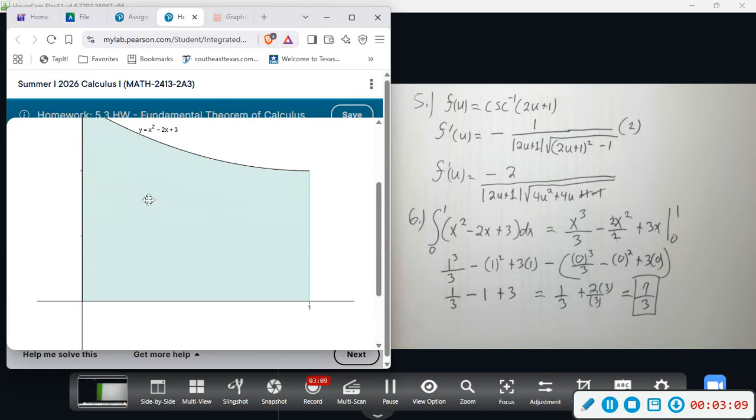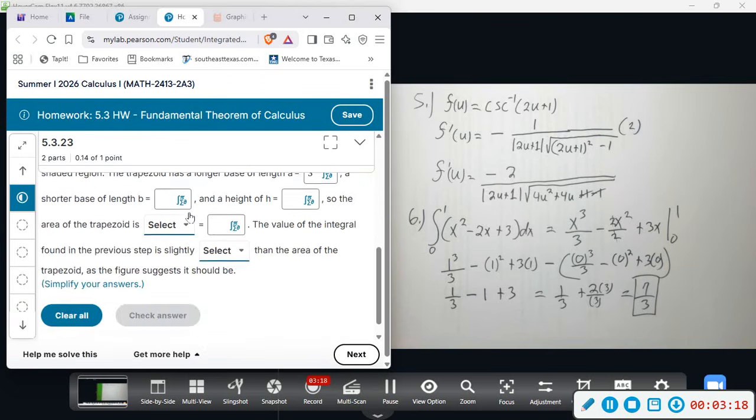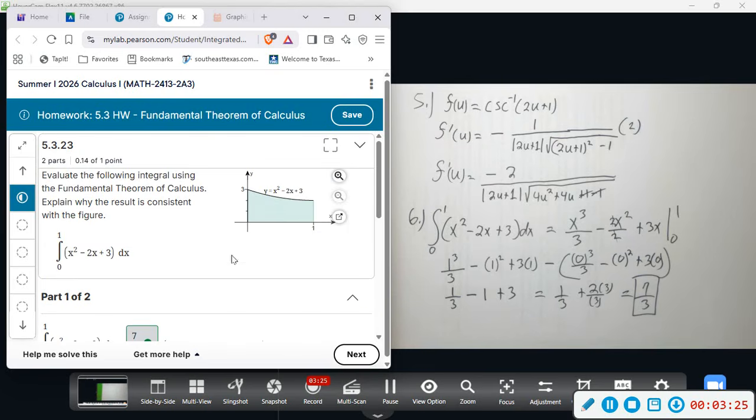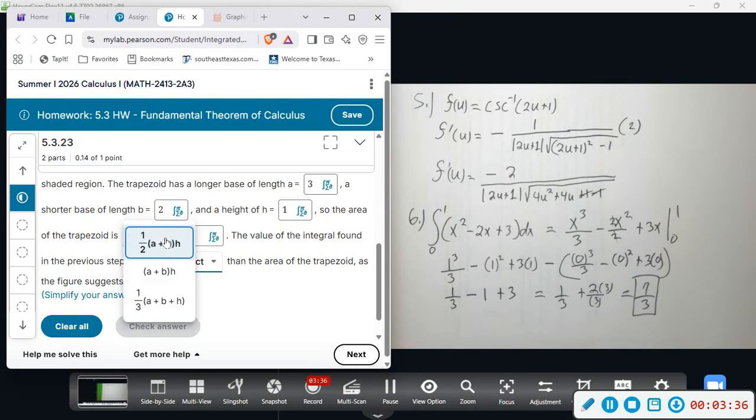Zoom in a little bit. It was to draw that straight across, roughly 2, okay? And then a height, so of just 1, based on the scale, it goes from 0 to 1. And then the area of the trapezoid is 1/2 base 1 plus base 2 times h.